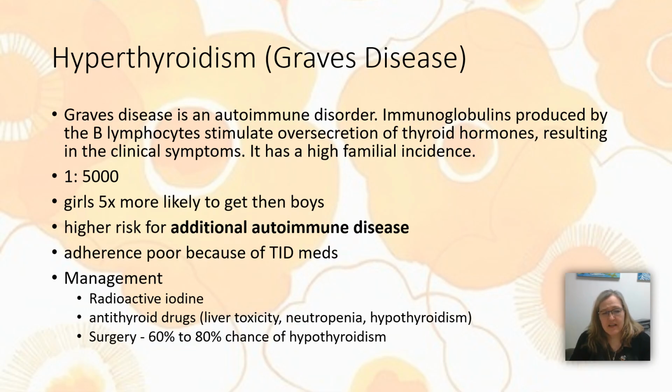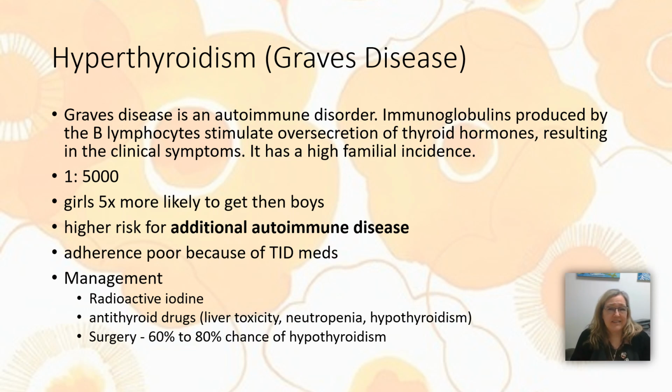One of the treatments is radioactive iodine. So they can put radioactive iodine in there to kill some of the thyroid gland to make it produce less thyroid hormone. And then there's anti-thyroid drugs, but the bad downside of the anti-thyroid drugs are that they can be toxic to the liver. They cause neutropenia, and they can cause you to be hypothyroid. So you treat for too much thyroid, and it's kind of hard to fine tune it. You oftentimes end up with the child being hypothyroid as a result.